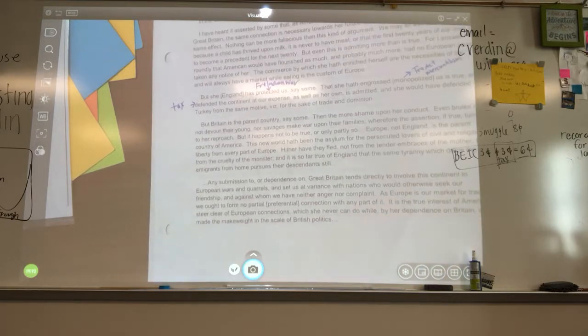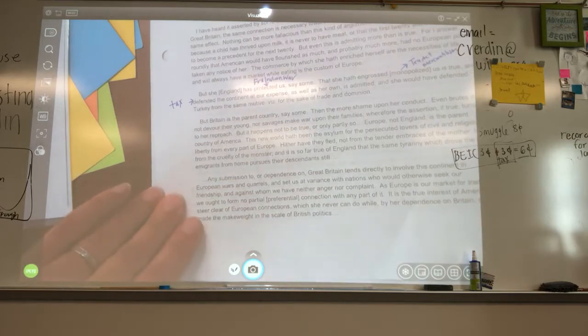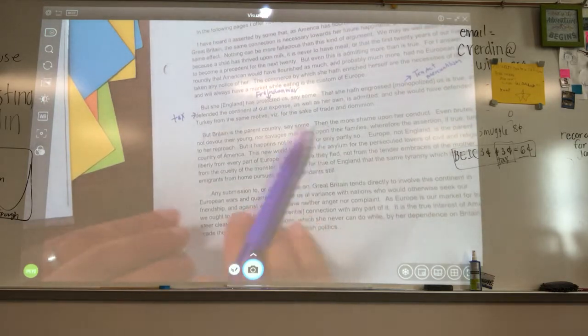Okay, is this enlightened reasoning or is this inflammatory and egging on the war? Okay, let's keep on going. I'm gonna skip that.